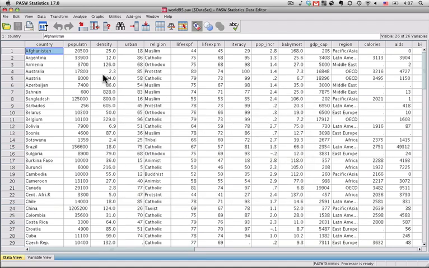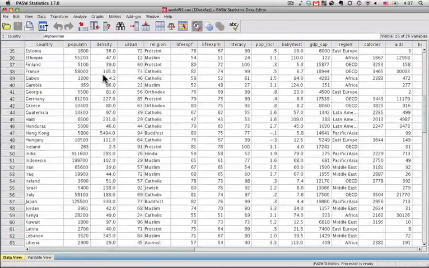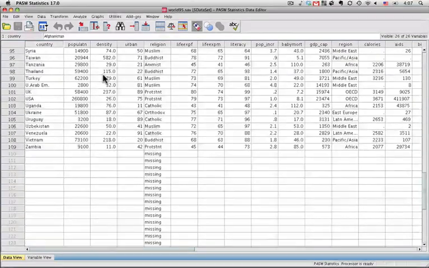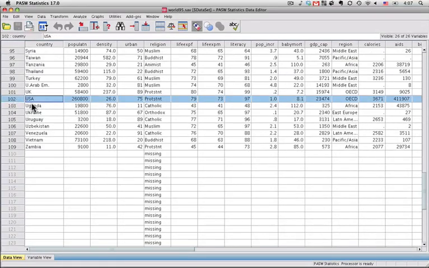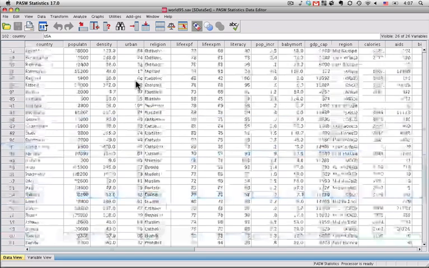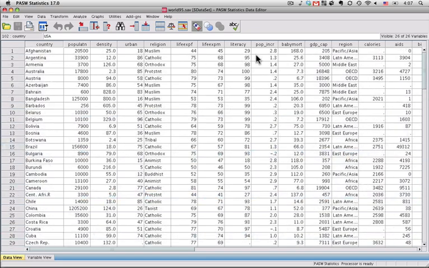It's data for 109 countries, from Afghanistan to Zambia, and there's the US. And it has information about population, life expectancy, literacy, predominant religions, and so on. What I'm going to be doing in this one is taking a few variables to predict women's average life expectancy for each one of these countries.